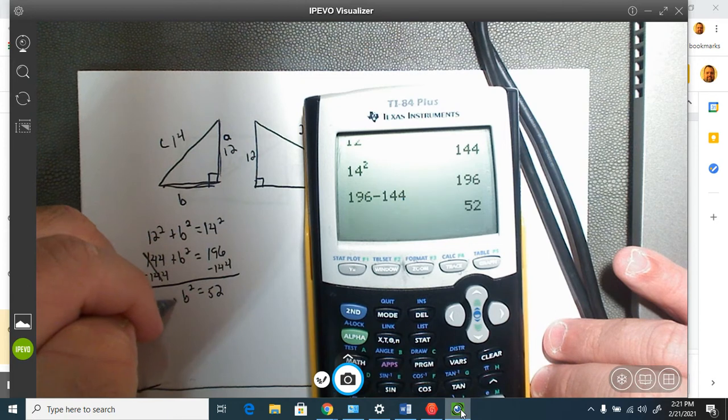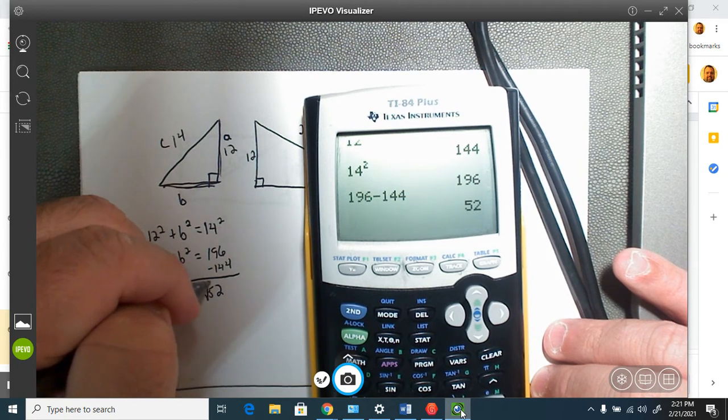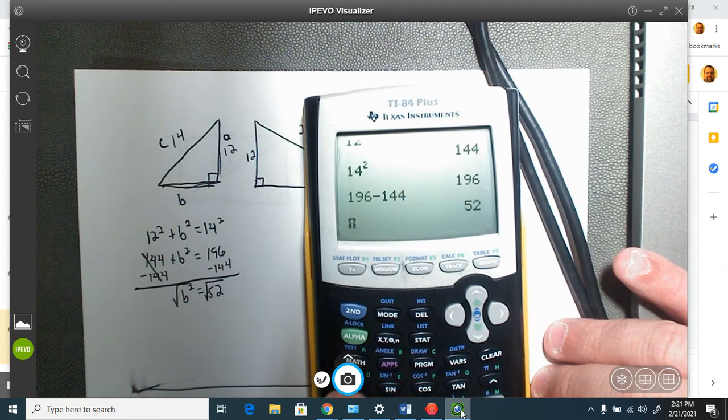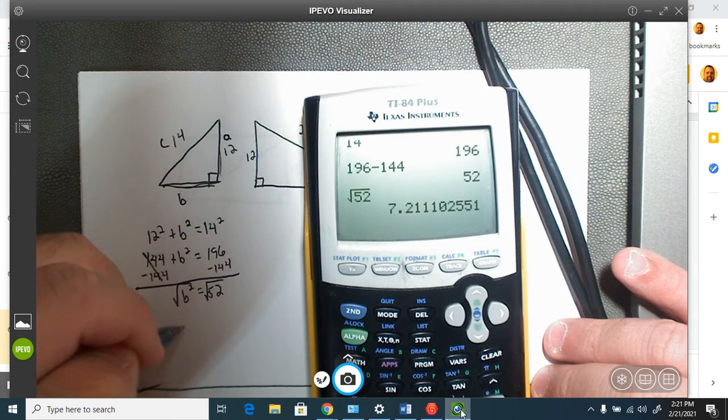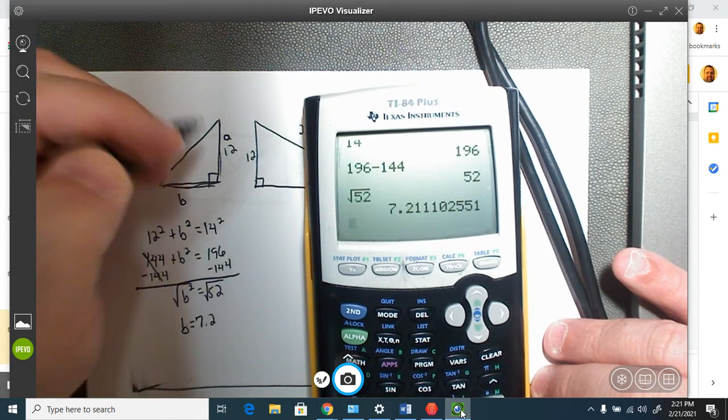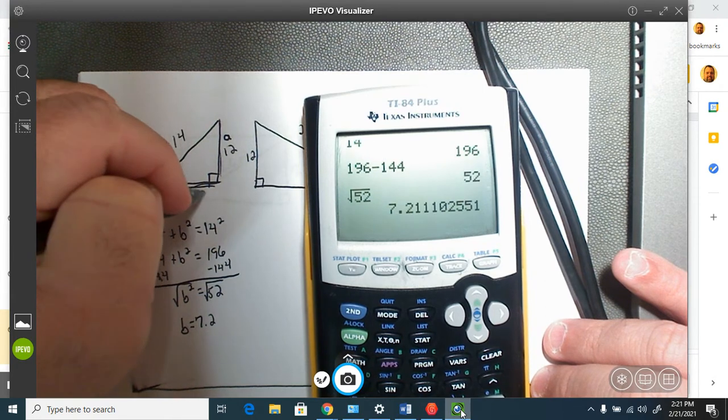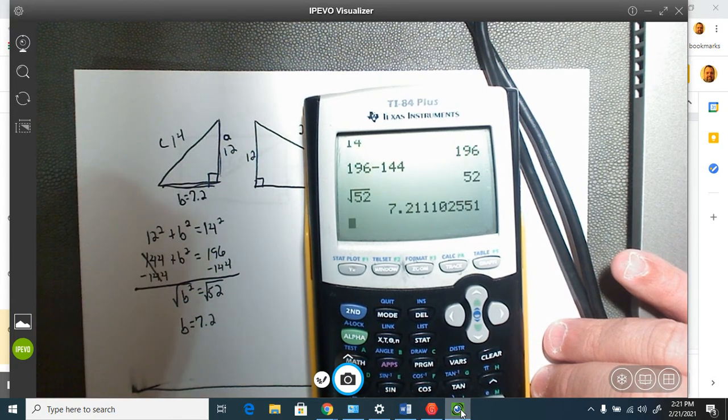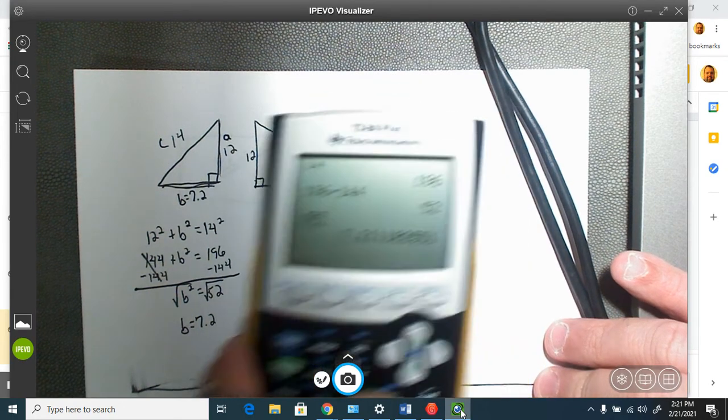And then remember, to get rid of that squared, I'm going to take the square root of both sides. So the square root of 52, I'm just going to round it off. B equals 7.2. So this is 7.2. Okay. Now I'm going to look at the other side.